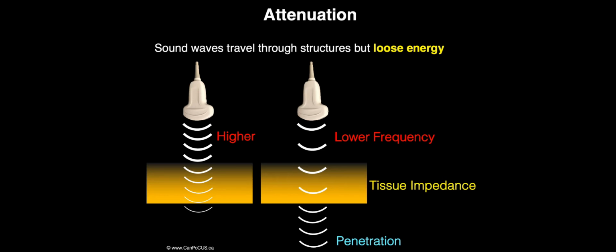Because of their shorter wavelength, high-frequency sound waves are reflected by more particles within the tissue. This results in loss of energy and attenuation. With their larger wavelength, low-frequency sound waves are less affected by tissue impedance. The loss of energy is less, and the sound waves are able to travel more deeply into the tissue.